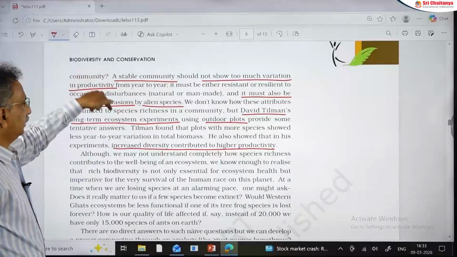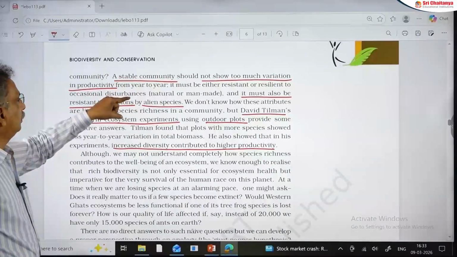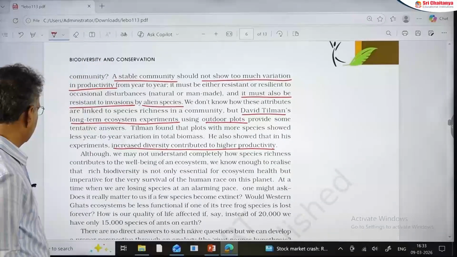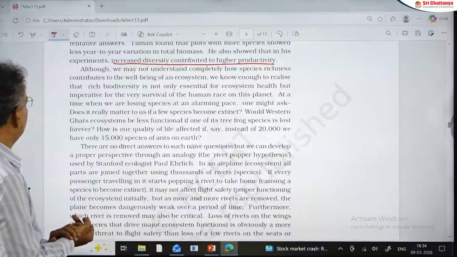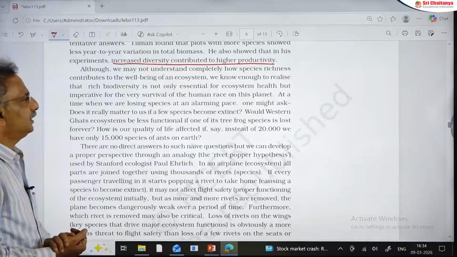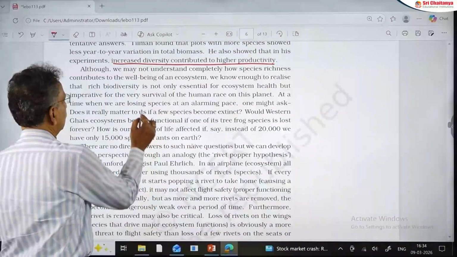Earlier we studied the same point, that a stable community will give high productivity. Rich biodiversity is not only essential for ecosystem health, but imperative to the very survival of the human race on the planet. This is another point.